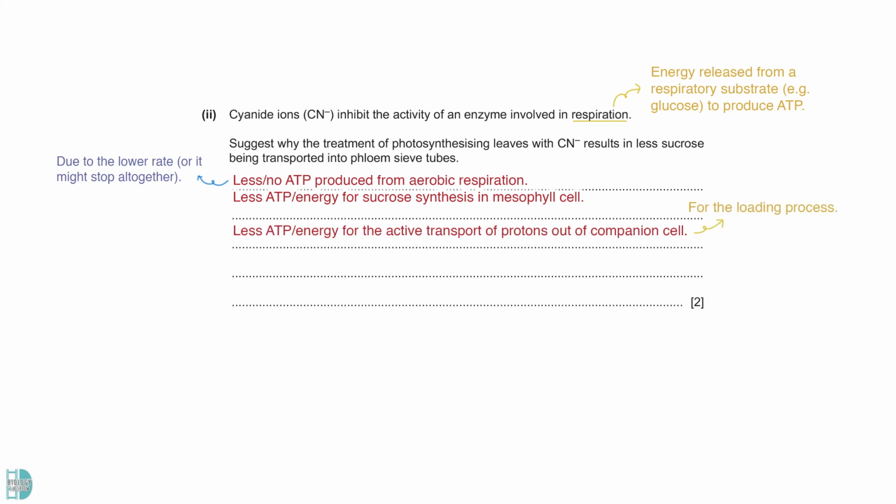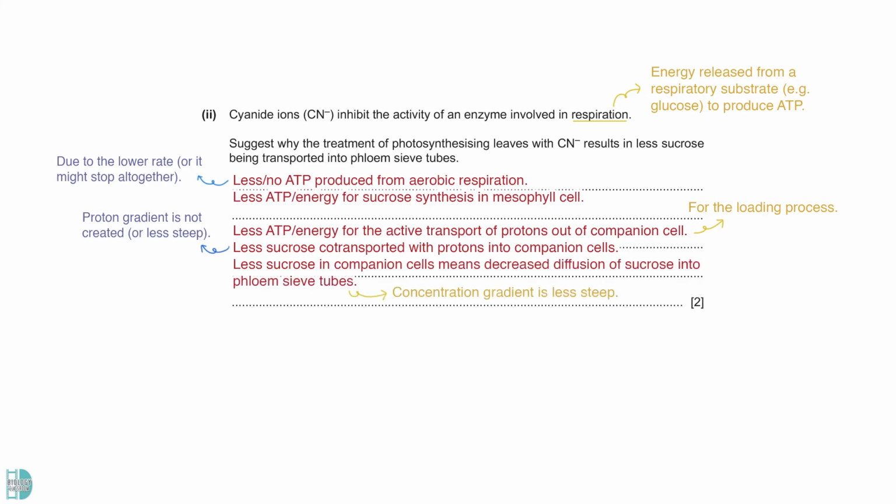Active transport of protons out of companion cells for the loading of sucrose will also decrease. Without the proton gradient, less sucrose is co-transported into the companion cells. A lower sucrose concentration in companion cells leads to a decreased diffusion of sucrose into phloem sieve tubes, as the concentration gradient is less steep.